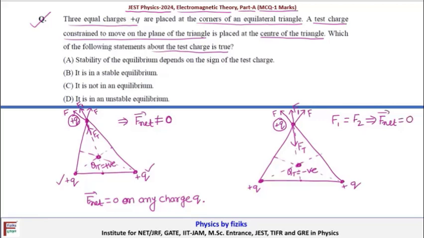So it means equilibrium is possible only when the test charge is negative. So it depends on the sign of the test charge. So that's why option A is correct, that stability of the equilibrium depends on the sign of the test charge. Option A is correct.